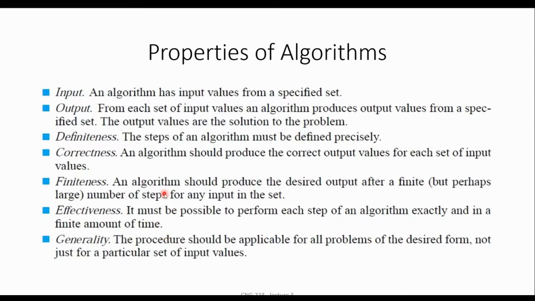Next one. An algorithm should produce the desired output after finite number of steps for any input in the set. It means that you cannot define infinite number of steps. For sure, it should be finite. It doesn't matter how large it is. So, for sure, it should be finite. Next one. It must be possible to perform each step of an algorithm exactly and in a finite amount of time. This is pretty obvious.